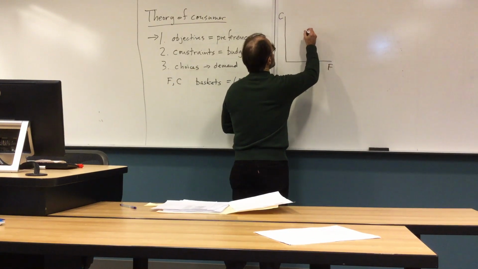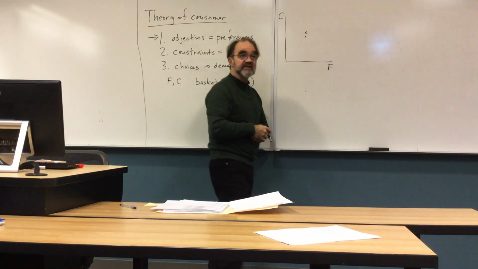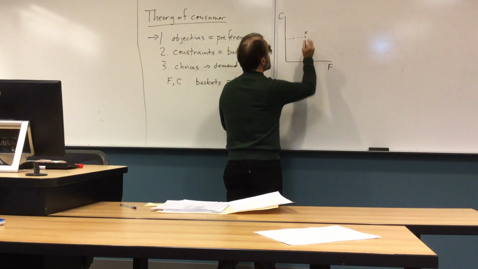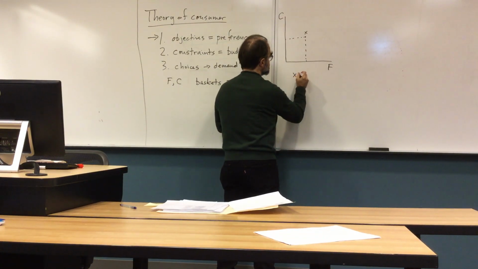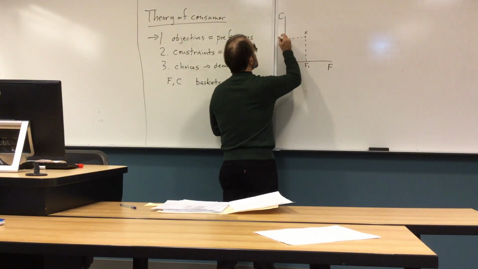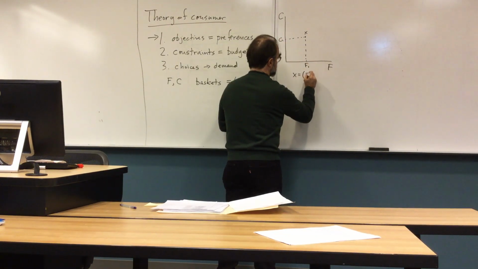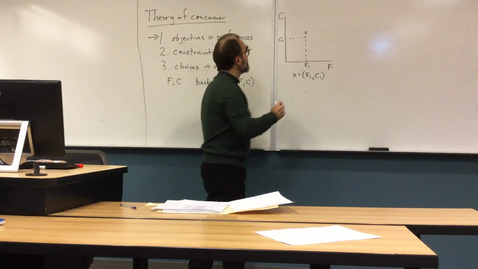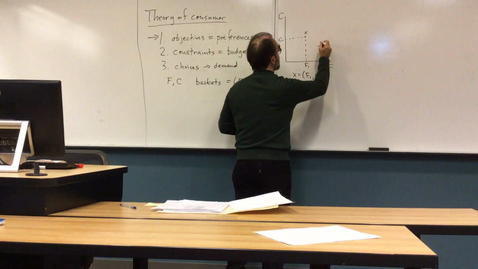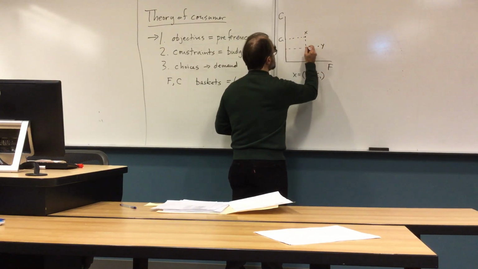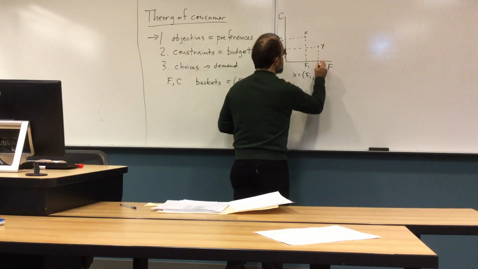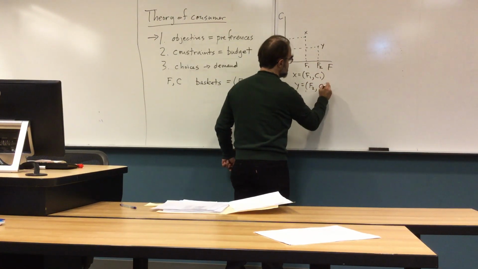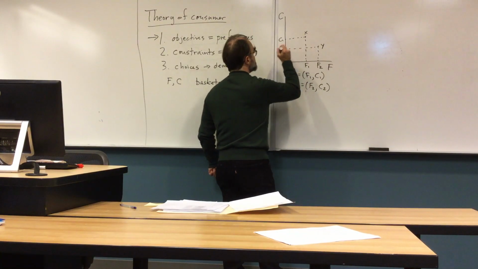So for instance, if we label this basket as X, X here would have coordinates F1, C1, and we have a second basket, Y, which has coordinates F2, C2.